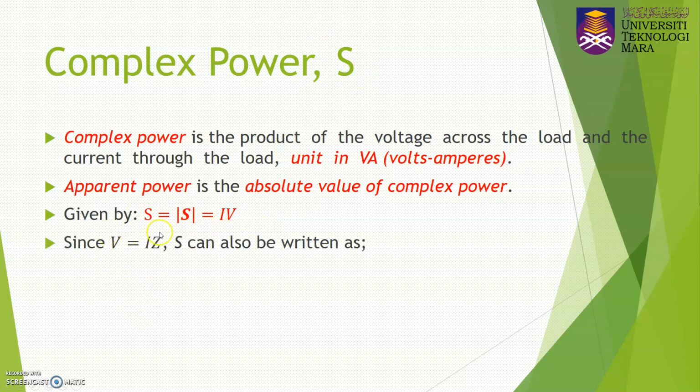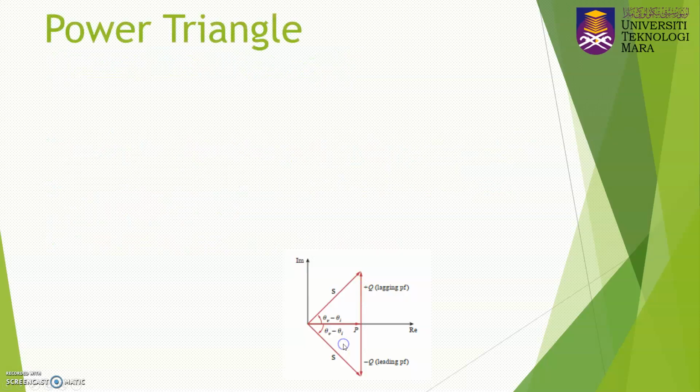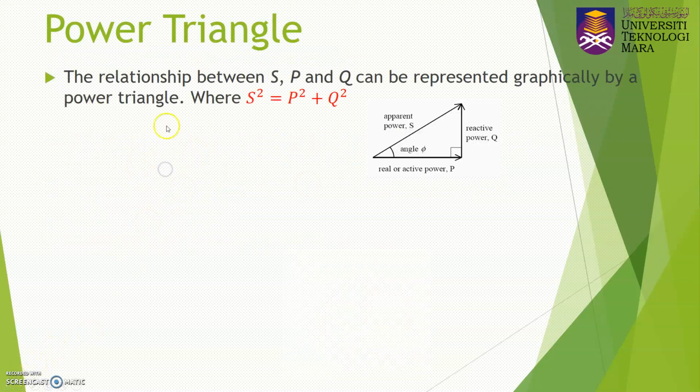Since V equals IZ, from Ohm's law, we can just substitute this equation in here. So S, the apparent power, can also be written as I squared Z. So that is for the complex power. Next we are going to see the concept of the power triangle. The power triangle essentially gives you a relationship between S, P and Q. In order to understand the relationship between these three, we can represent it graphically by using the power triangle.